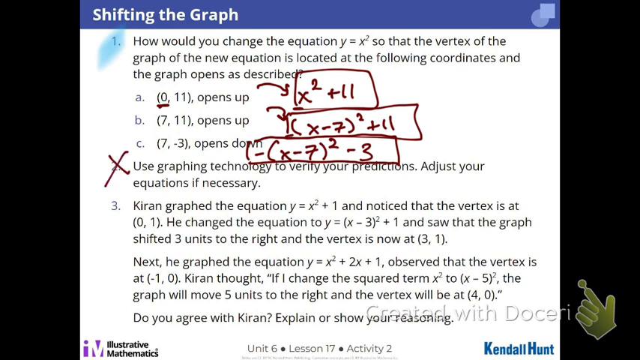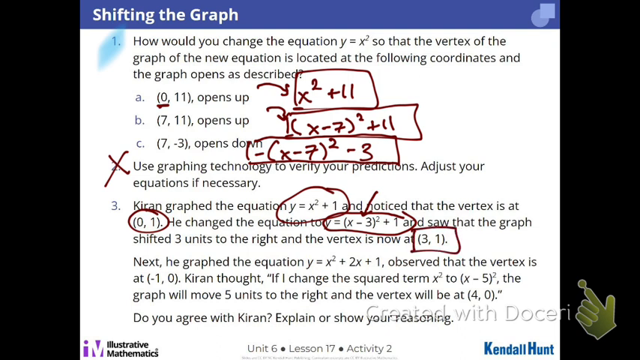We don't need to use graphing technology here because I just confirmed it. So next, number 3, Kieran. He graphed this equation right here, which we know sends us which direction? Up 1. Right there, 0, 1. Then he changed that equation to this, which we know that would send us which direction? To the right. Yep, 3 to the right. And that would give us this vertex, 3, 1.